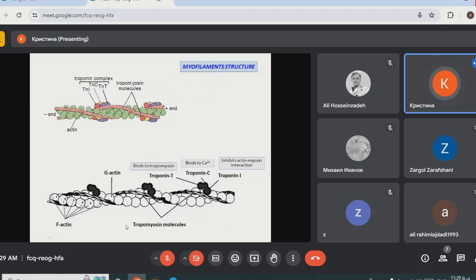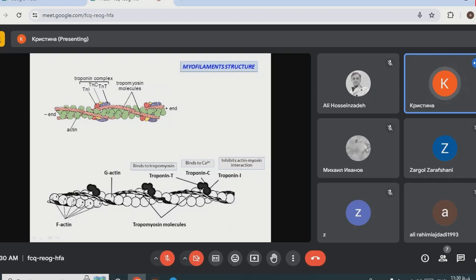This one in this slide is the thin actin myofilament. It consists not only of the protein actin, but also of some other proteins. Let's look. So actin protein is a round-shaped protein. In this form it is called G-actin. G stands for globular. Globular means round, like a ball.